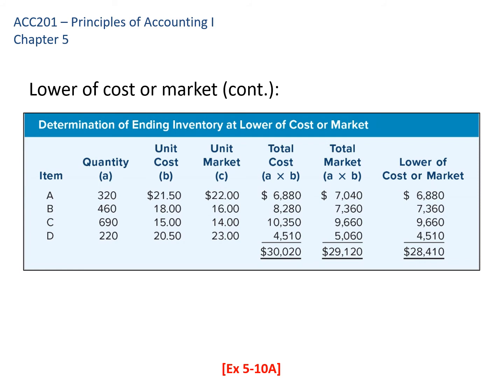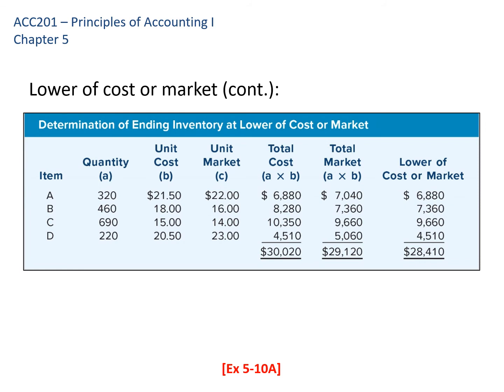So the total cost and the total market value are just extending those, and there's a typographical error there. It should say A times C on the second column, or the total market column there. So we do the math. As an example, total cost for item A, I have 320 units times 21.50, that's 6,880. Total market value, 320 times 22, that's 7,040. And then the last column is me just selecting the lower of those two numbers.